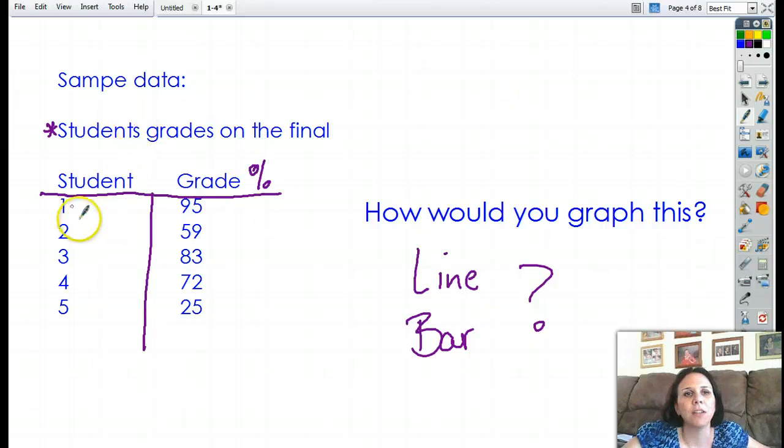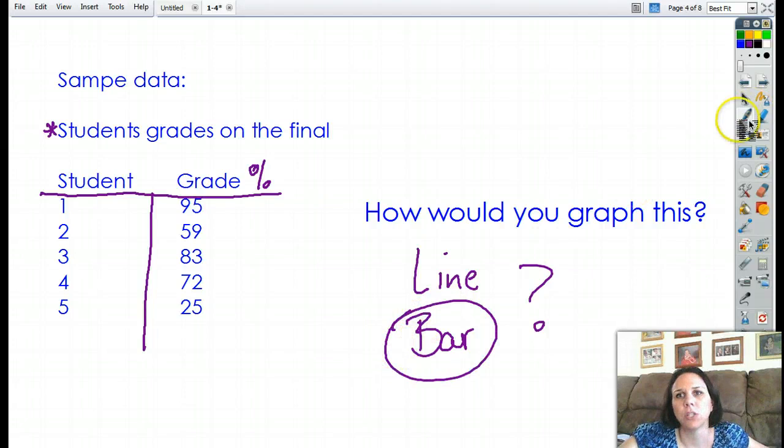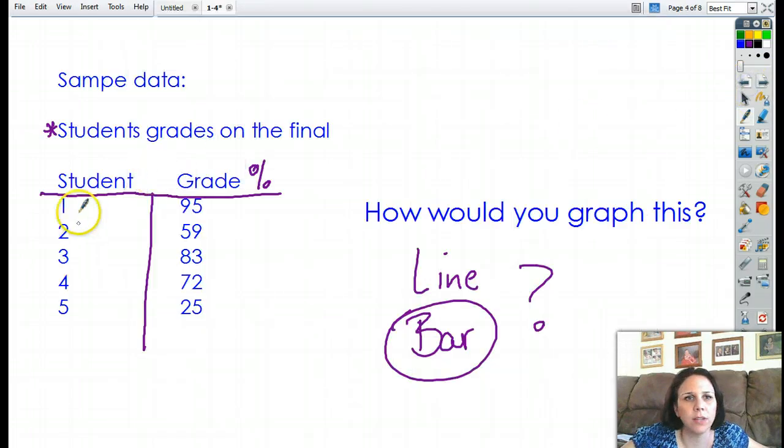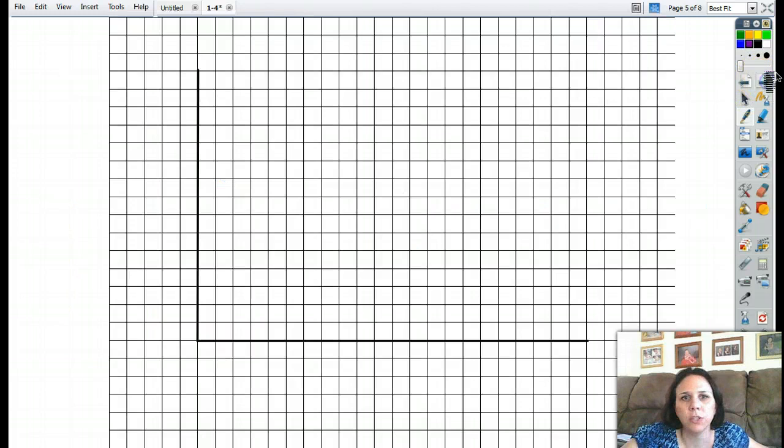Okay? So, I've got 5 different students. Okay, there's your first clue. Different students. Okay? How would I do this? I would do a bar graph. So let's take a look at what this would look like. Okay, so I got student 1, 2, 3, 4, 5. So would that go on the Y or would that go on the X? That would go on the X. So here's student 1, student 2, student 3, student 4, and student 5.